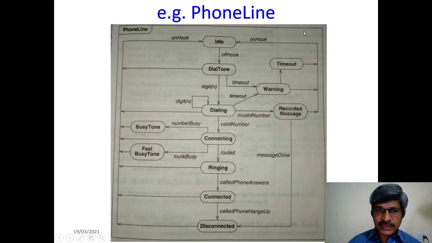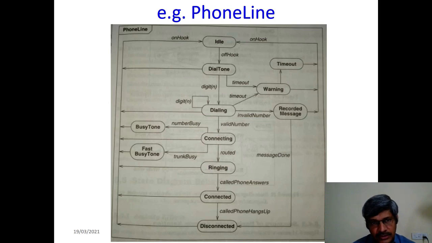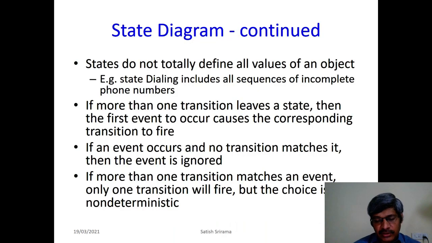This is about the state diagram for this phone line. Now you know basically how a state diagram will be. There can be different types of states and different types of events coming in. This is what we have been discussing in the past three to four videos. So this is an example state diagram. Actually, we have already discussed this point. When you are designing a state, not all values of this class are important to you, so states do not totally define all values of the object.